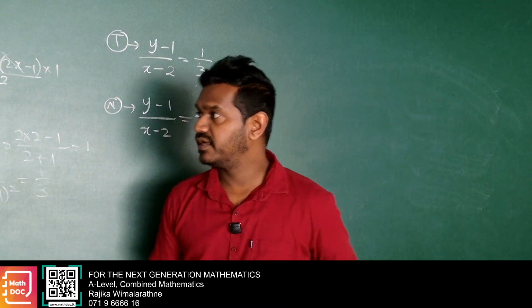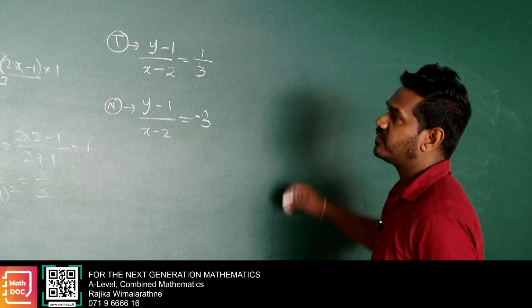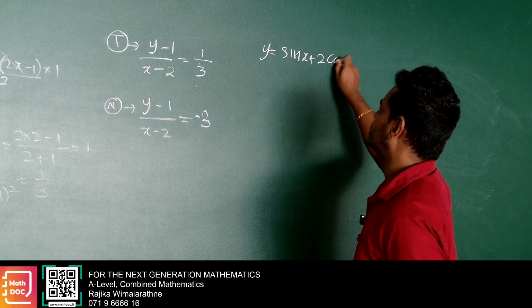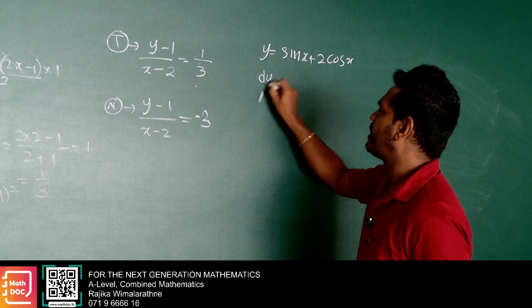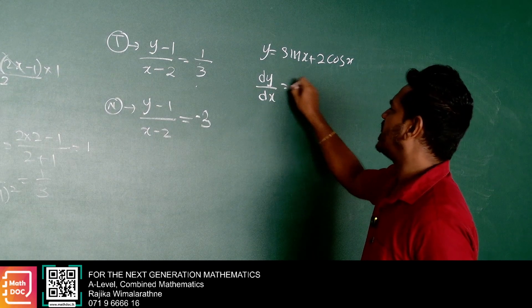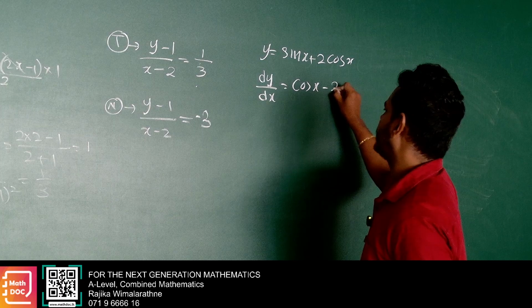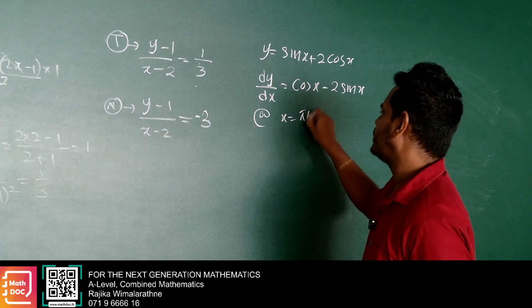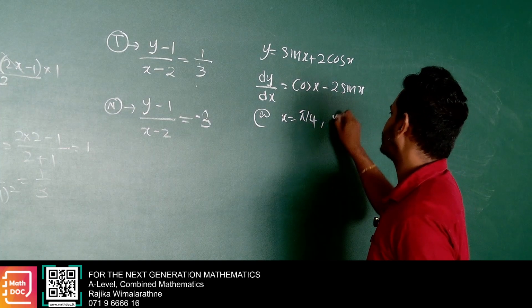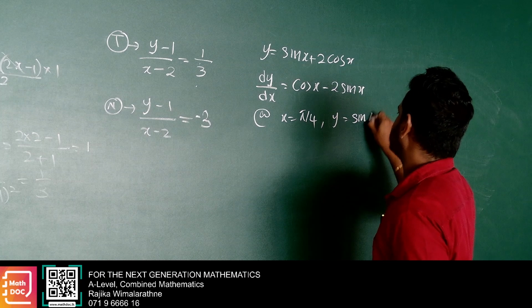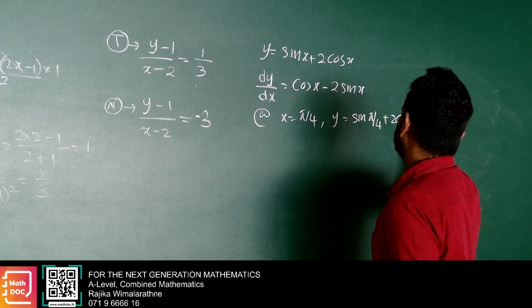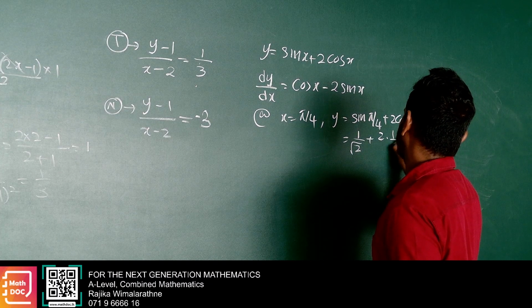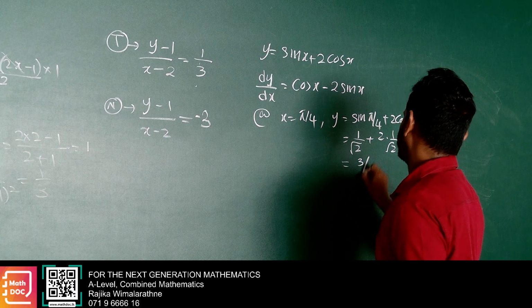Okay, then third one, y equals sin x plus 2 cos x. Then dy by dx: sin derivative is cos, cos derivative is minus sin. Then at x equals pi divided by 4, the y coordinate: sin pi over 4, plus 2 cos pi over 4, that is 3 over root 2.